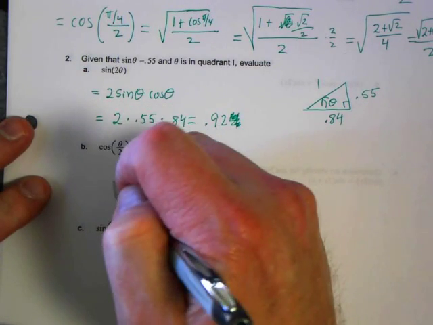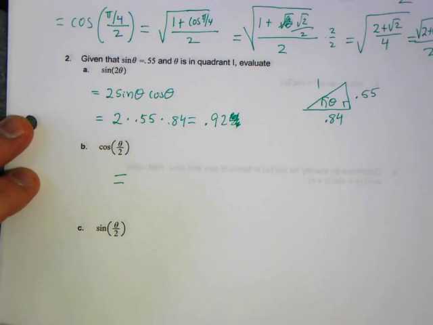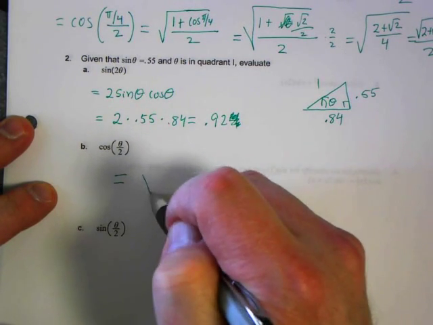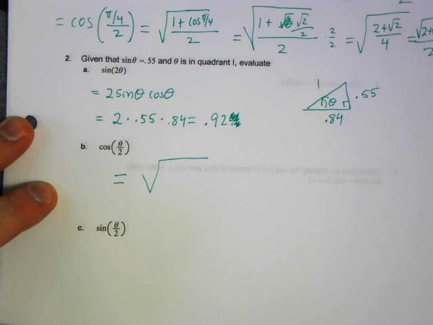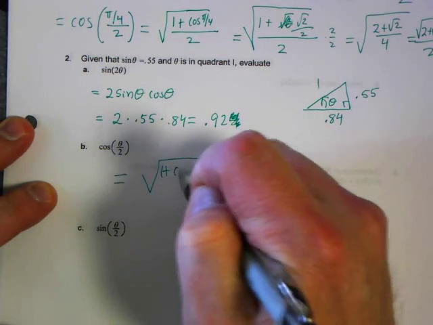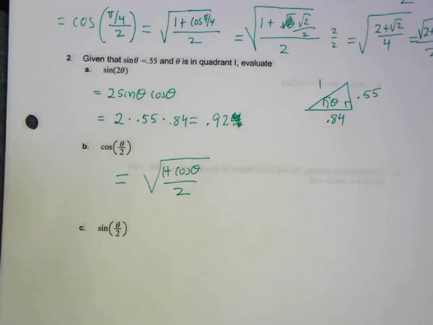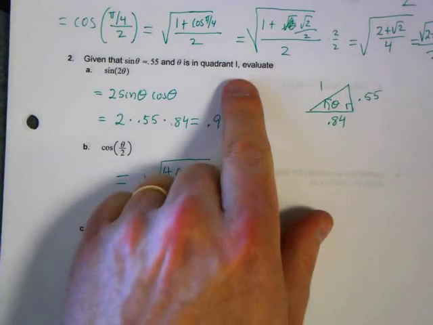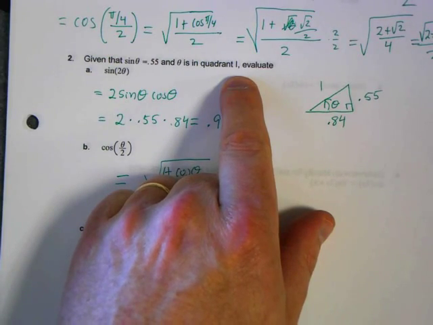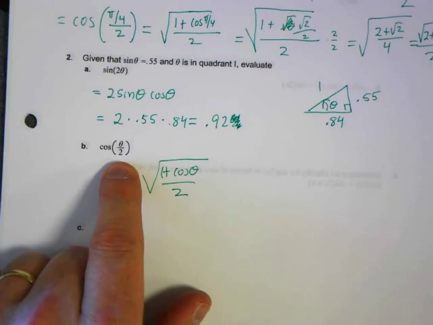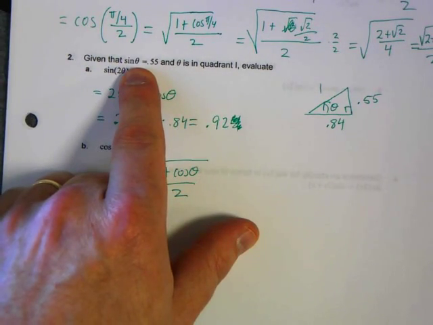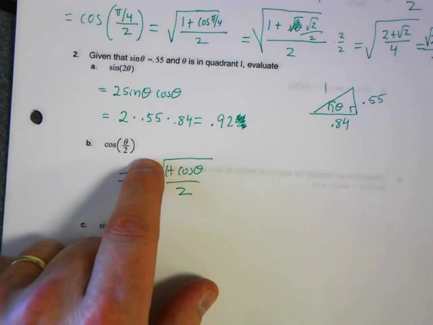All right, so I look up my identity. It has plus or minus square root of 1 plus cosine theta over 2. Once again, I have to ask the question, should I use the positive square root or the negative square root? I'm using the positive. So that's the directions. It says in the directions theta is in quadrant 1, but where's theta over 2? It would still have to be quadrant 1, wouldn't it? Because if theta's between 0 and 90 degrees, theta over 2 would have to be between 0 and 45. So I'm still in quadrant 1.